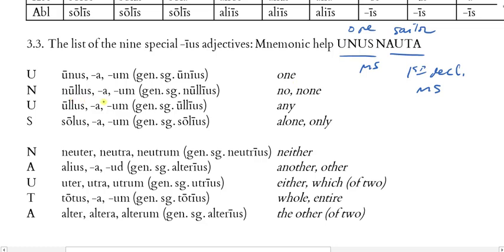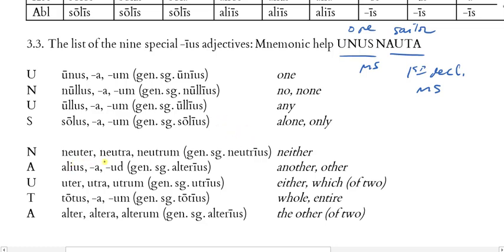Nullus, nulla, nullum. Genitive singular, nullius. So no or none of something. If I say no boys went, right, I'd use nullus. Ullus, ulla, ullum. Genitive singular, ullius, any. Solus, sola, solum. Genitive singular, solius, alone or only. You might have seen the expression in the Reformation, soli Deo gloria, to God alone be glory.